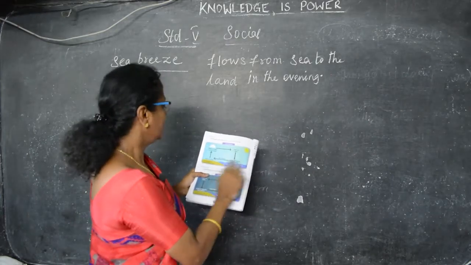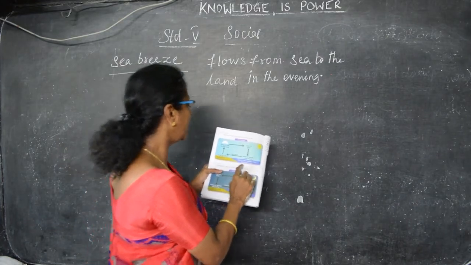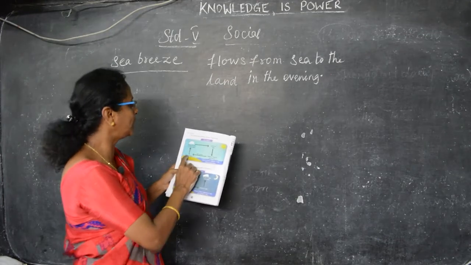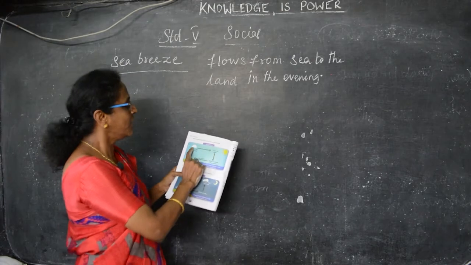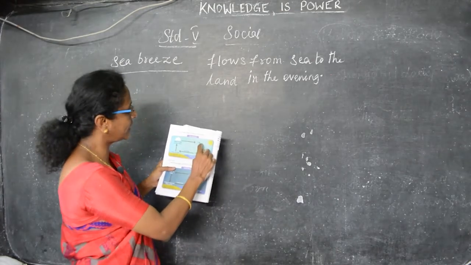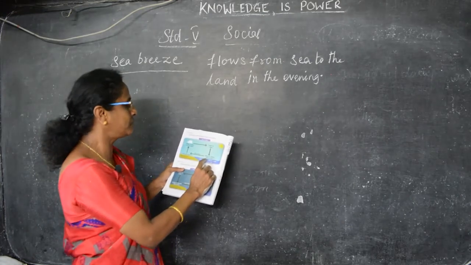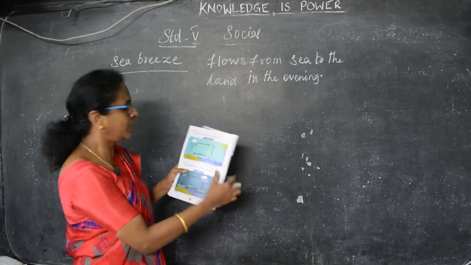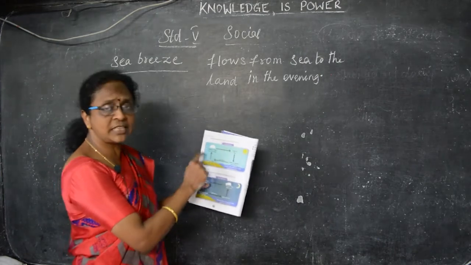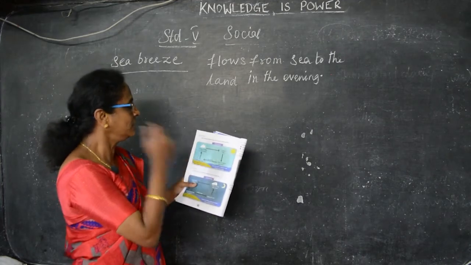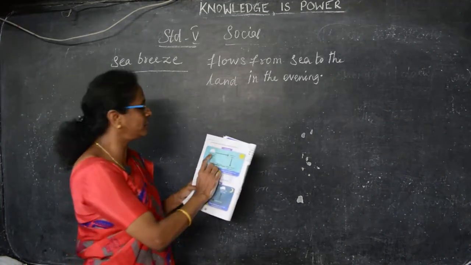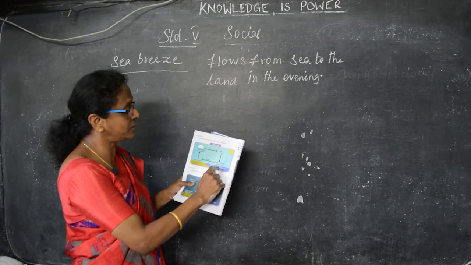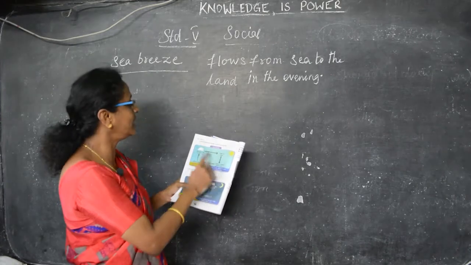See here, the ocean is cooler compared to the land, so it is a high pressure area. The land gets heated up, so it is a low pressure area, and the warm air rises and helps to form the clouds. From these clouds the cooler air sinks, comes down again and spreads along the surface. So this is the sea breeze.